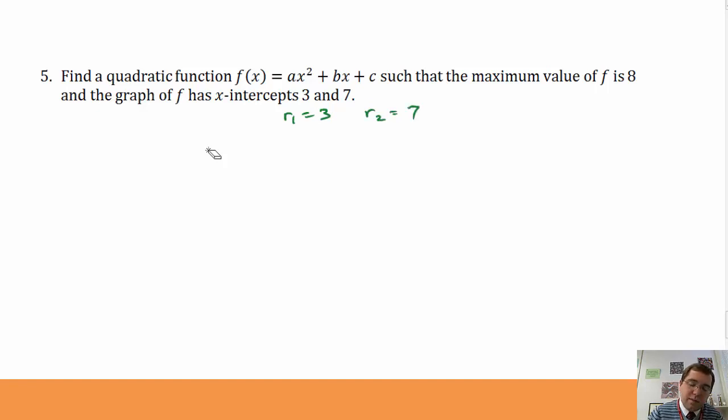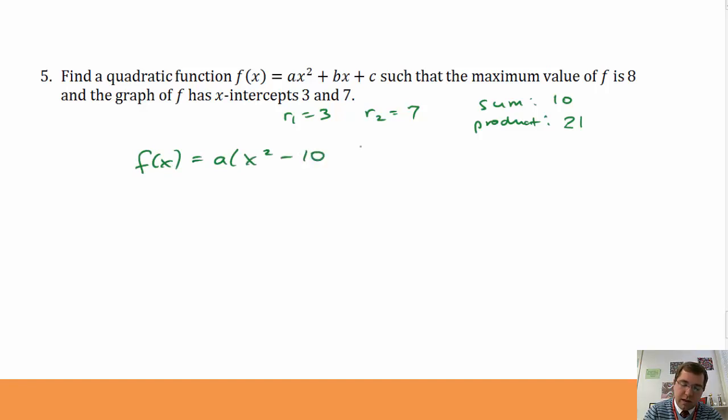Okay, so the sum is 3 plus 7, which is 10, and the product is 3 times 7, which is 21. So I at least know that my function looks like this. f of x equals a times x squared minus the sum, which is 10x, plus the product, which is 21. Now I have to put that a there because I still need to account for the fact that the maximum value of f is 8.